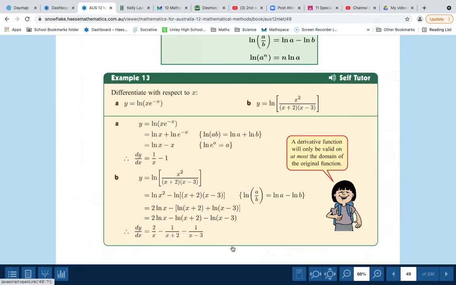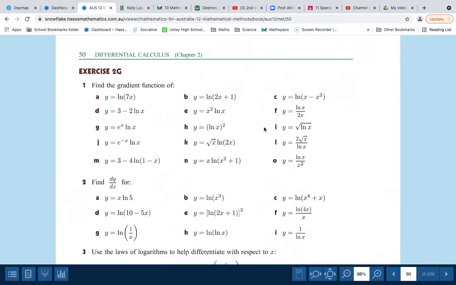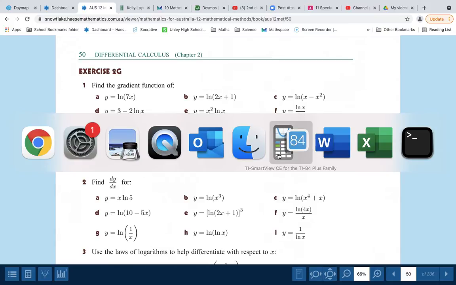So look at those examples and let's do a couple of questions ourselves. Next page. I might start with maybe 1C. I think I'll do H, L, maybe O as a good comparison, and I'll try and fit them on the page.